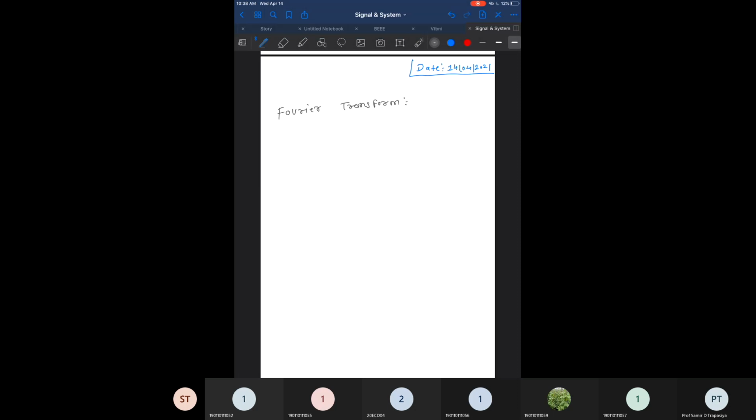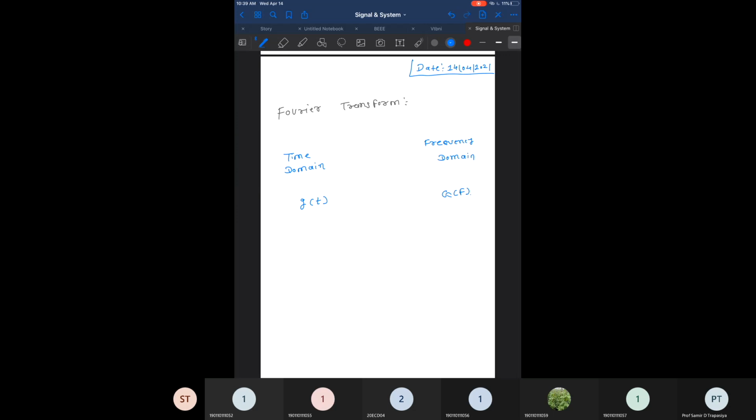The signal which is in the time domain, we have already discussed earlier. If any signal is in the time domain, this signal is known as a G of t signal. And if we convert the signal to the frequency domain, then the signal is known as a G of f signal. So the signal in the time domain is known as G of t, and the signal in the frequency domain is known as G of f.